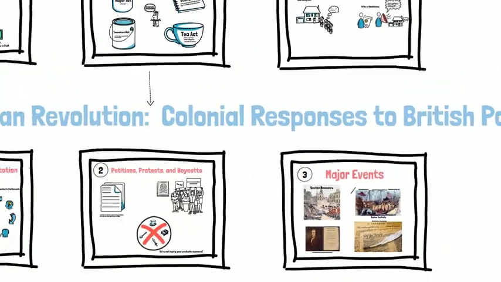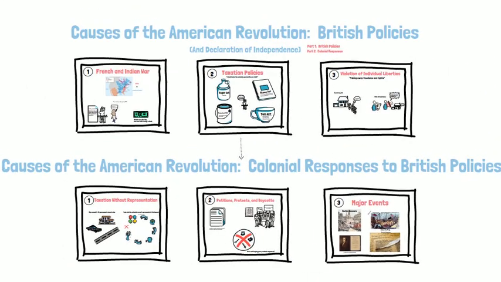There were a series of British policies and a series of colonial reactions, all of which led up to the American Revolution and the writing of the Declaration of Independence.